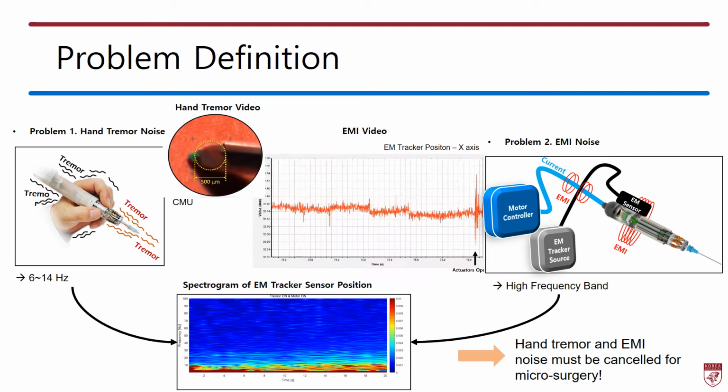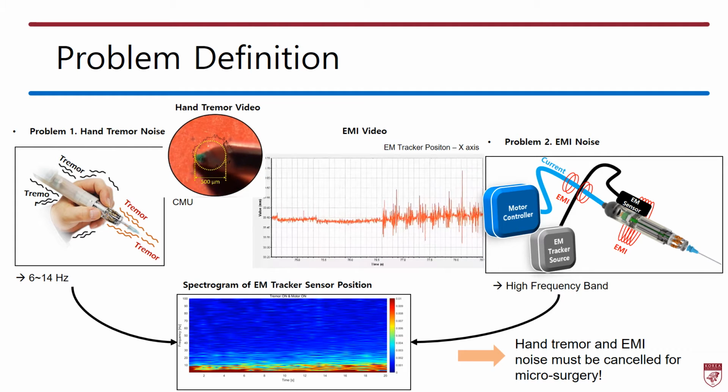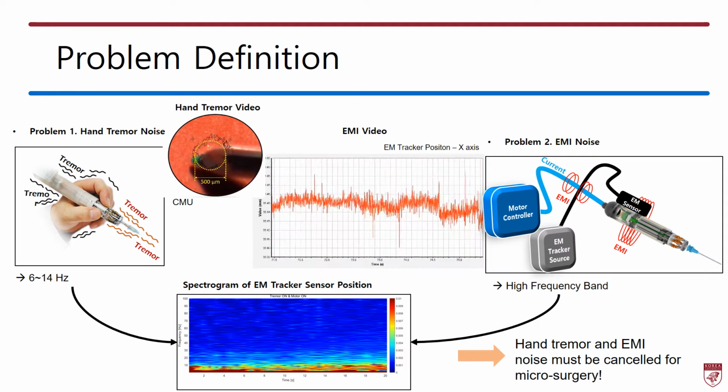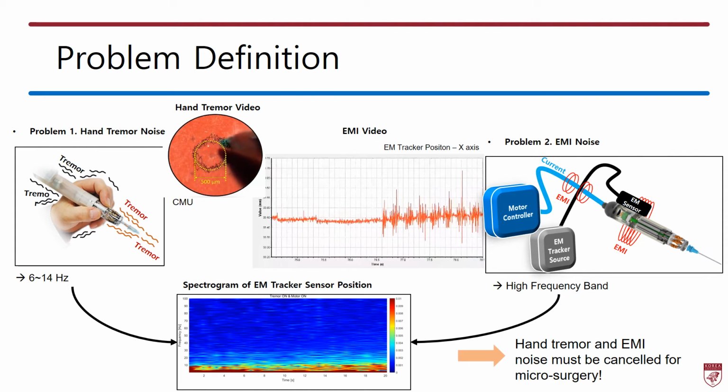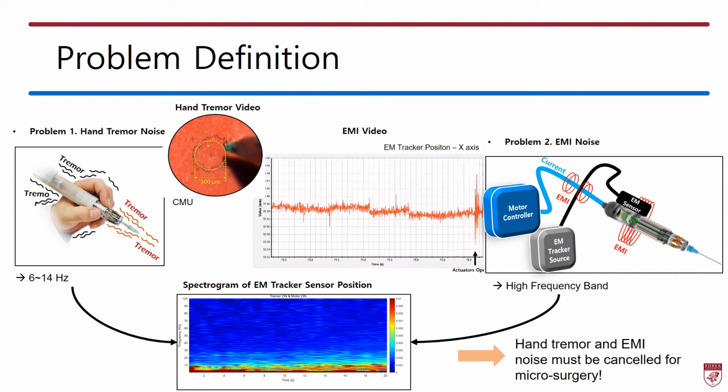There are two main problems I have defined. The first is noise caused by hand tremor, and the second is EMI noise. The first problem is that the handheld robot should be operated by a doctor by hand. In other words, it is very important to remove the hand tremor of the doctor because it is away from the ground, unlike other surgical robots.